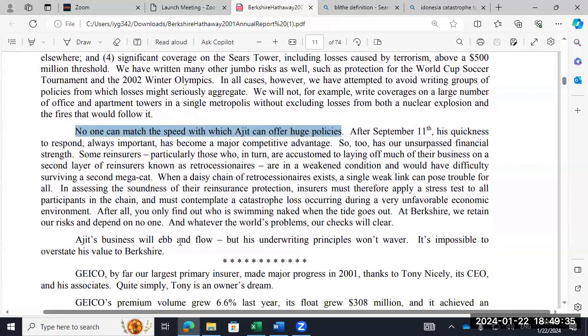What do you think about this sentence? No one can match the speed with which Ajit can offer huge policies. Does that make sense with what he's already said? Now, this Ajit guy is a pretty important person. He's been mentioned as a Warren Buffett replacement. I don't know if he still is today, but he's made a good name for himself. Obviously, he's the head person for the insurance side, which is a big part of this business.